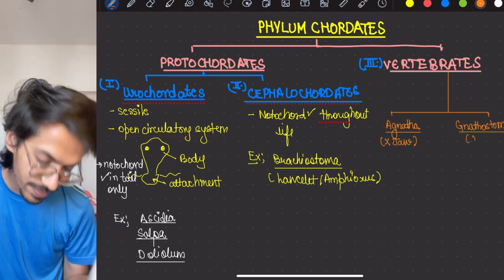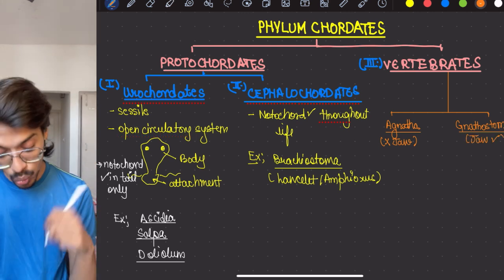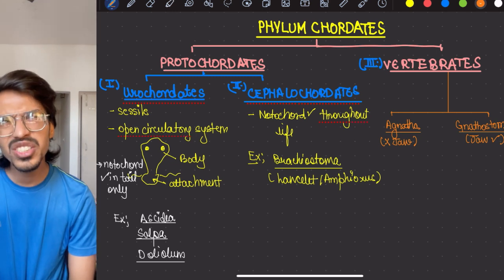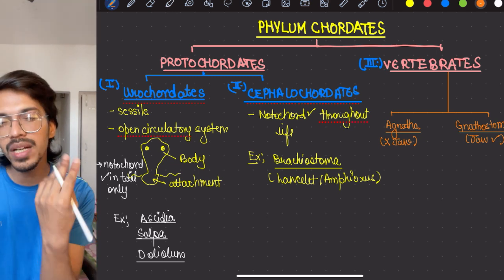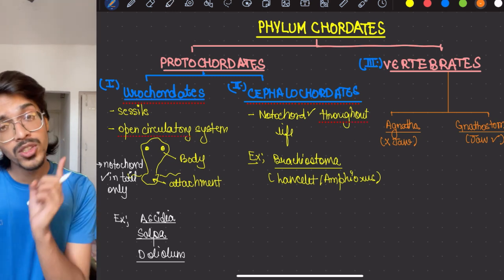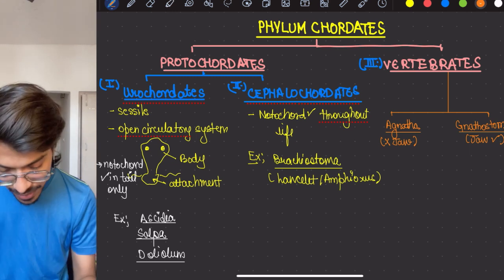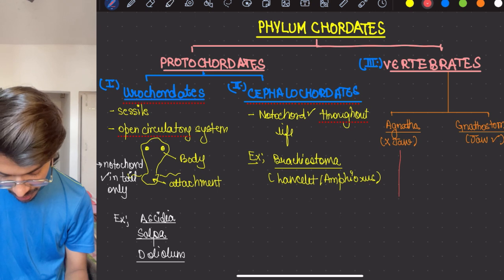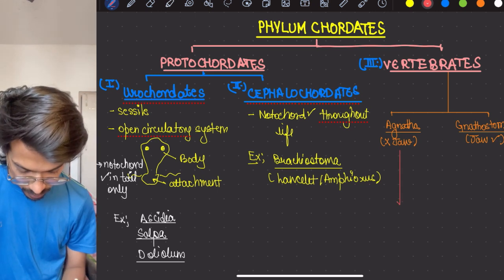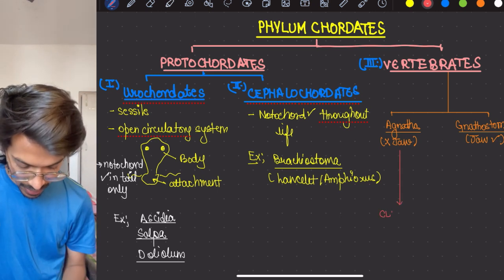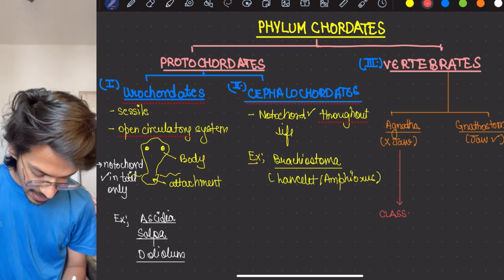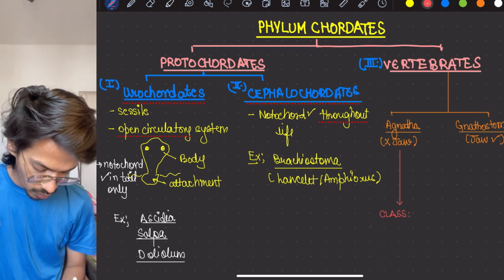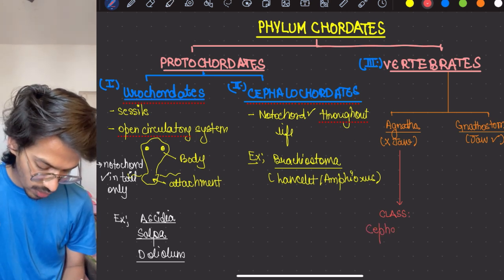Now those which are agnatha, actually there were three classes, but two became extinct over a period of time. So only one is left. The class name is cyclostomata. They are the only ones left.